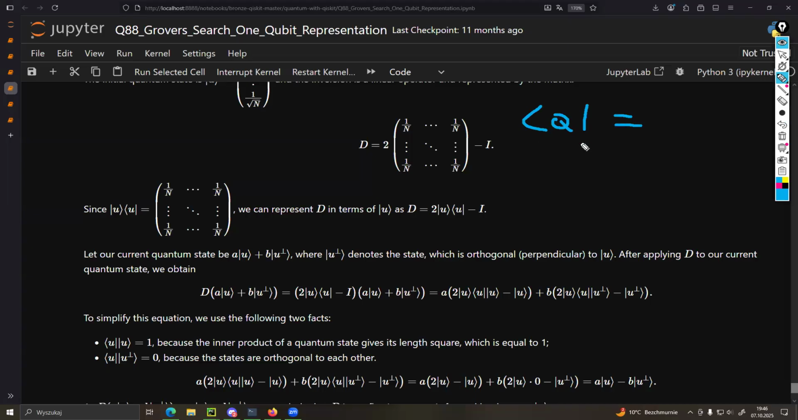The bra vector is a vector that got complex conjugated and transposed at the same time. So this is the meaning. It is a row vector now, which has, for example, 0, 0.5, 0, 0.5, 0, 0.5, and so on and so forth, right? The amplitudes.